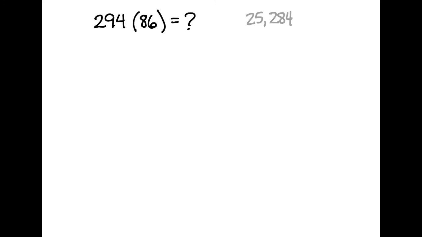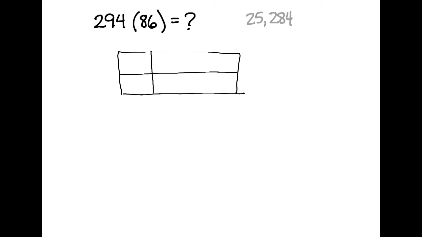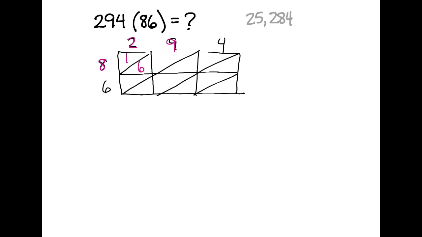Okay, so lattice. Should we do it this way and see? So we're lining it up the same way as the one we just did, with just a little bit of a difference, right? Okay, so 294 and 86. Okay, so 8 times 2 is 16. 8 times 9 is 72. 8 times 4 is 32.